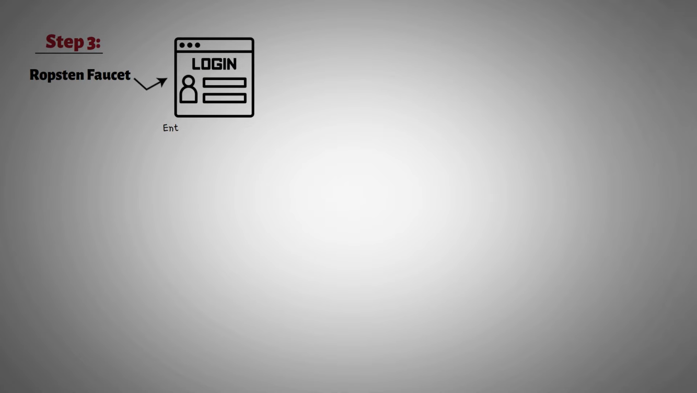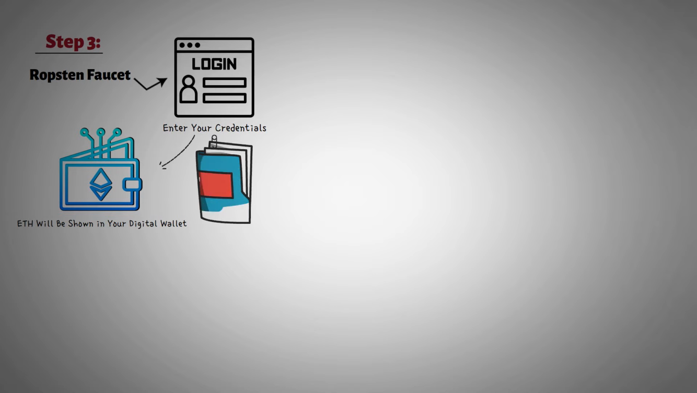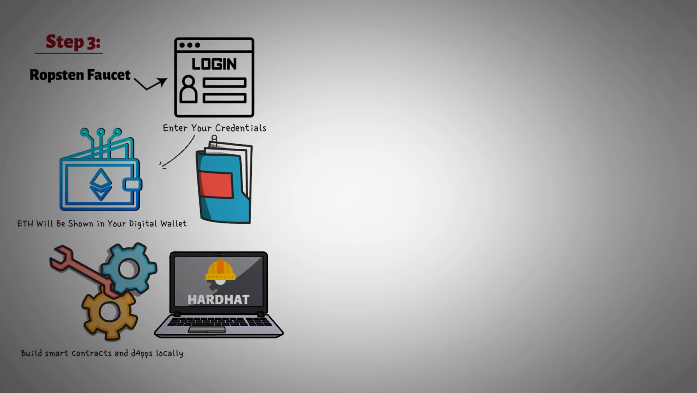Step 3. To do so, go for the Ropsten faucet and enter your credentials. Send it, and ETH will be shown in your digital wallet. After that, make a folder for the project and initiate it. Install Hardhat as it helps the developers build smart contracts and dApps locally. Moving on, make a Hardhat project and create new folders.